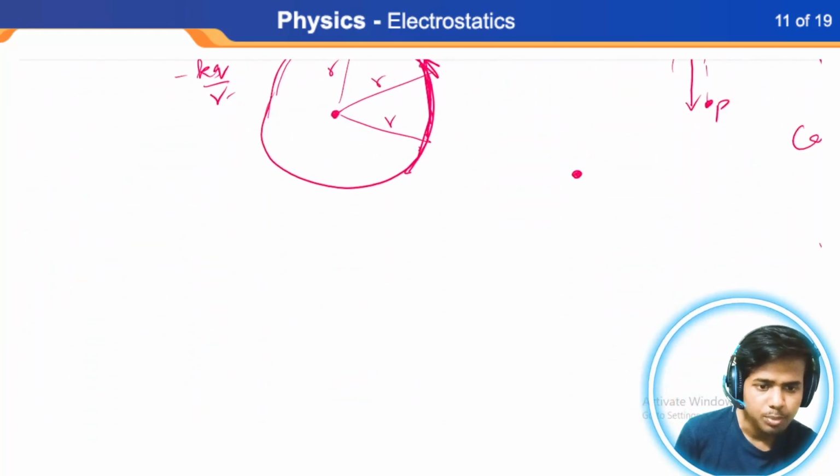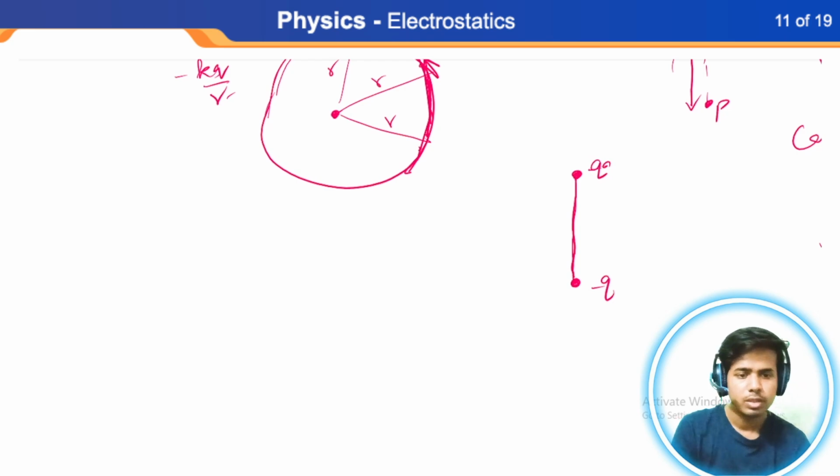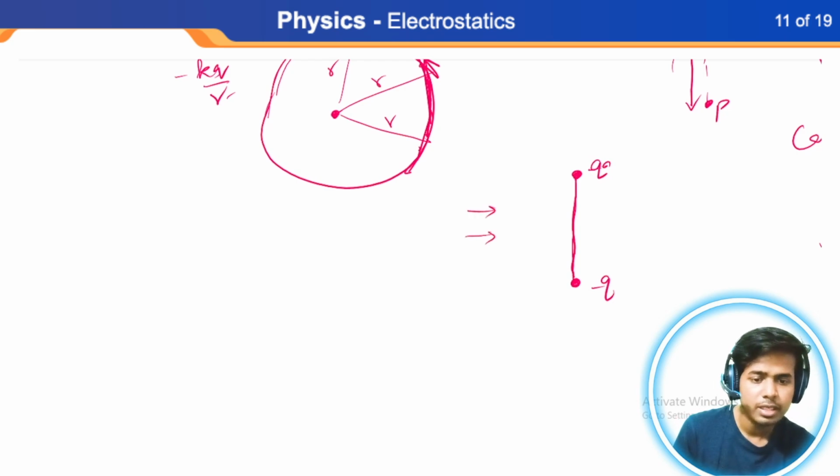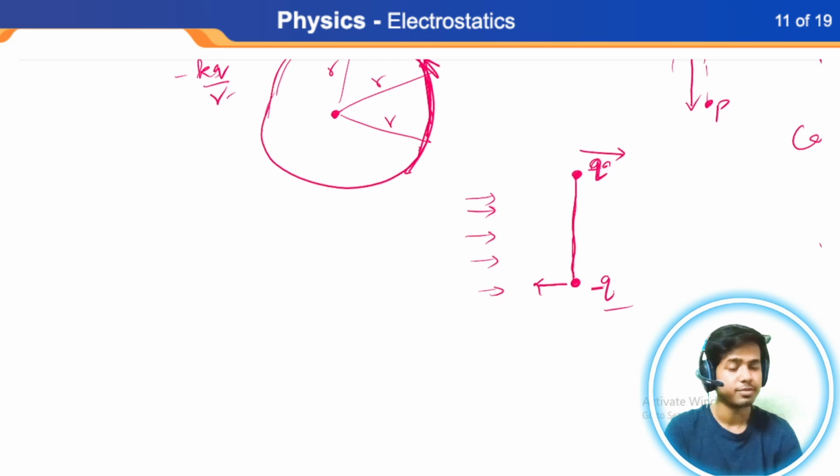Let's say this is the dipole, q and minus q, joined by a straight line. Now if there is a continuous electric field, what is this charge going to experience? A force in this direction. What is this charge going to experience? A force in the opposite direction, because it is having a negative charge.